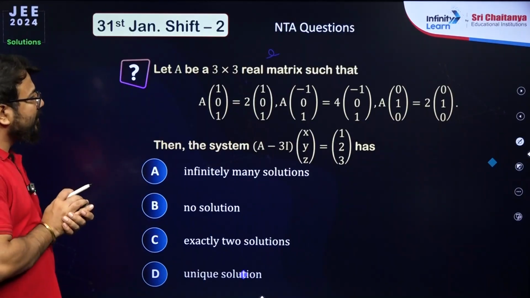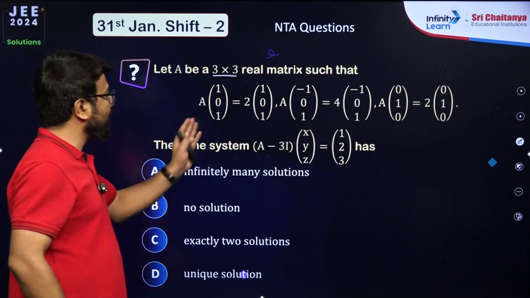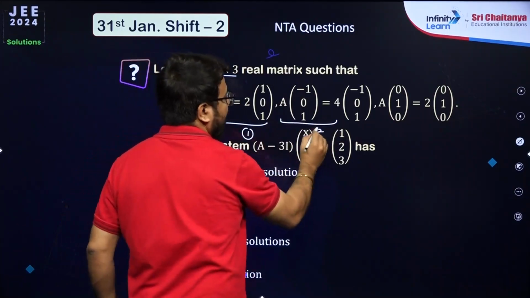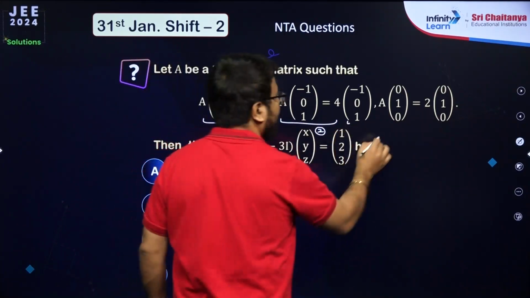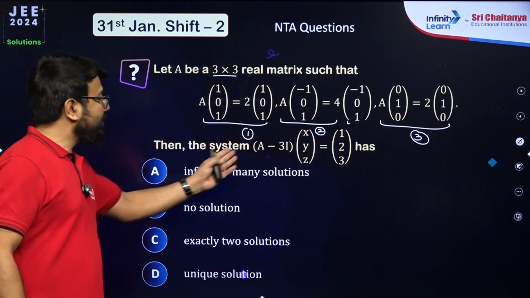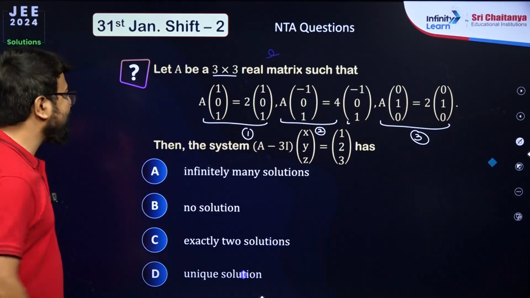There is a matrix being given to us which is 3 cross 3. So my dear students, the first equation can be generated from here. The second equation can be generated from here. The third equation can be generated from here. 3 equations, and they are asking how many solutions the system of equations has. Alright, so let us deal with the first one.